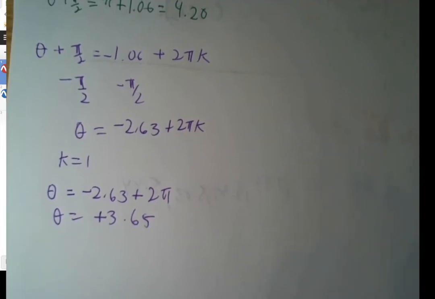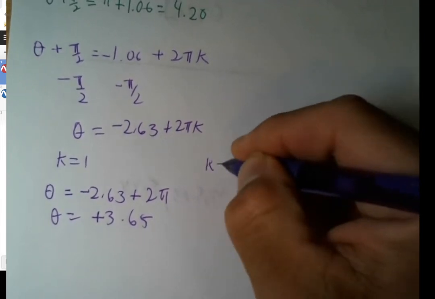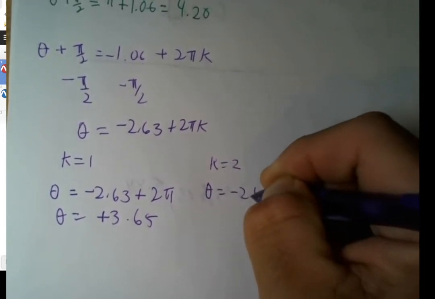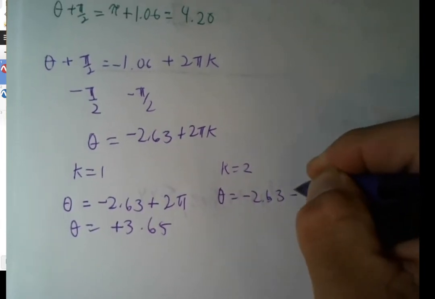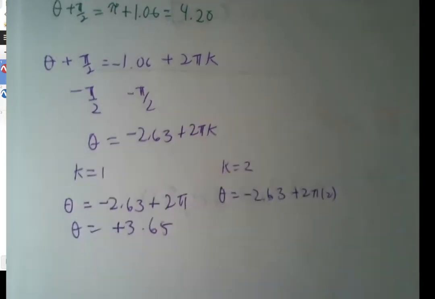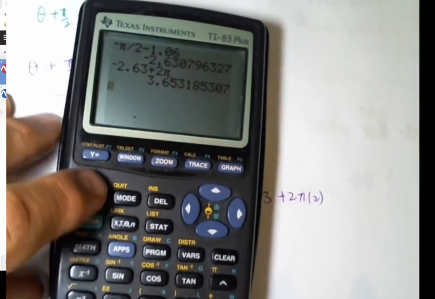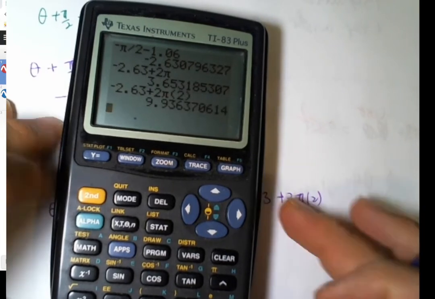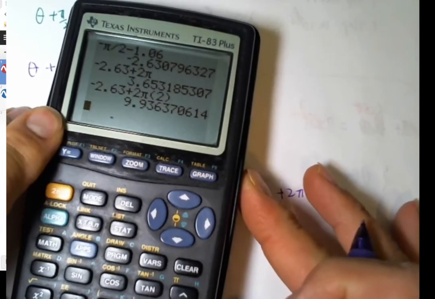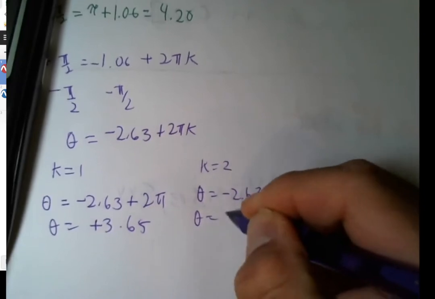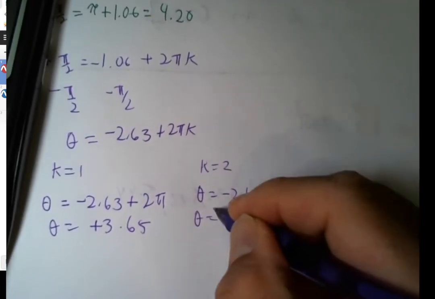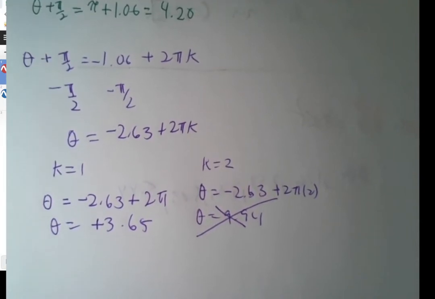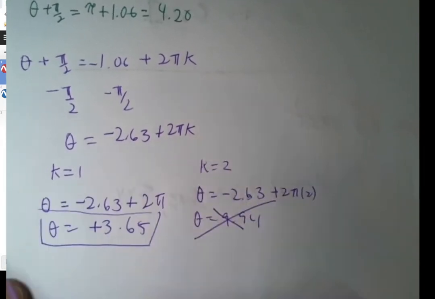Okay. All right, let's try for 2, but I got a feeling that one's going to be too big here. But here, theta, negative 2.63 plus 2 pi times 2. Let's simplify here, or make it easy on ourselves, times 2. And we get 9.94, which again falls out of our 2 pi interval. So we'll reject that solution. So we have one value for theta.